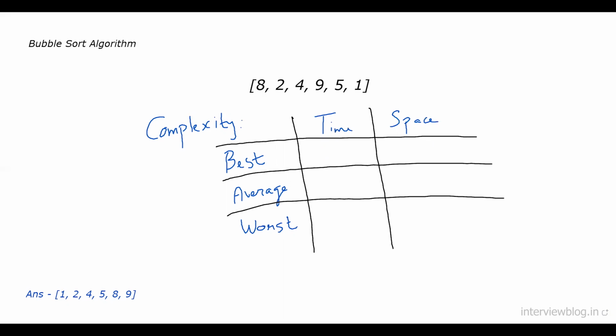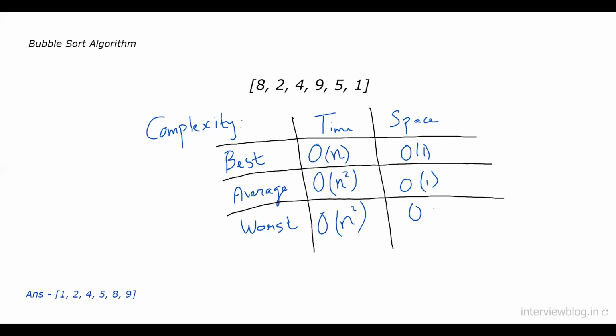So the time complexity of our algorithm in best case is big O of n, and in average case is big O of n square, and in worst case scenario is big O of n square. And the space complexity of our solution always tends to be constant since we do not use any extra space in our given algorithm.